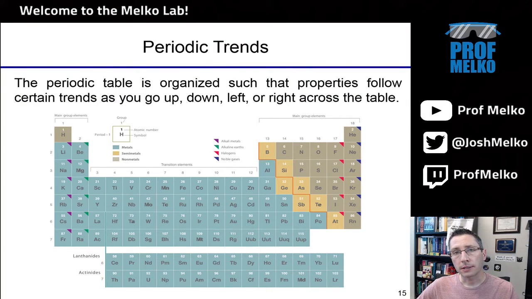The periodic table is organized so properties follow trends as you go across the periodic table or up and down in the periodic table. This was sort of Mendeleev's whole idea: organizing the elements in certain groups gave this table structure. And now that the elements are in certain groups, they will have similar properties.